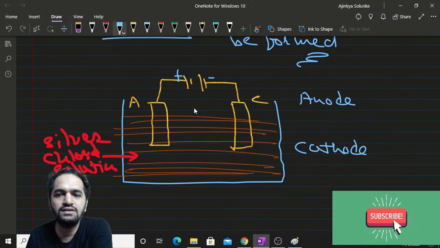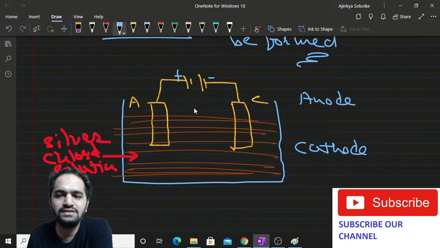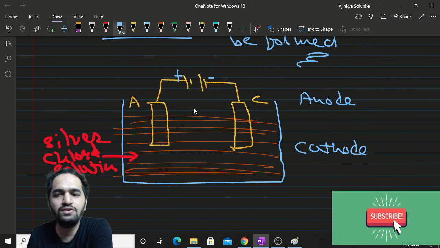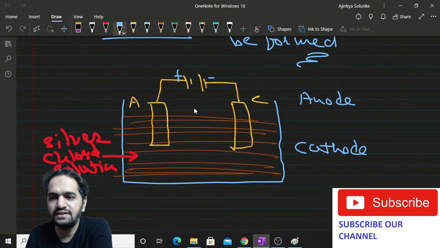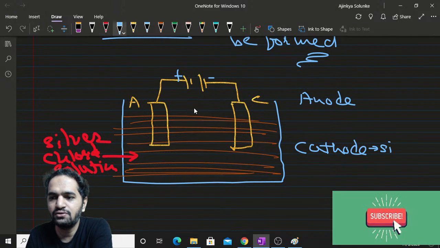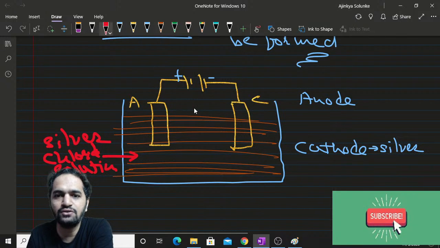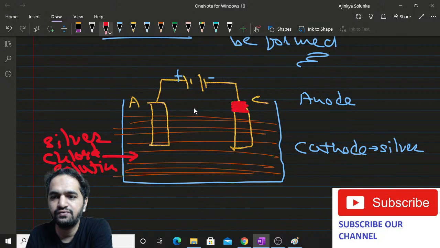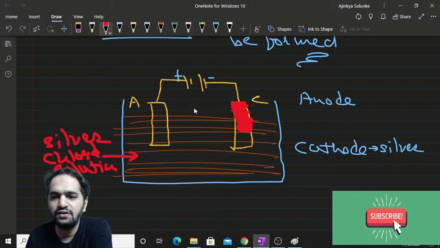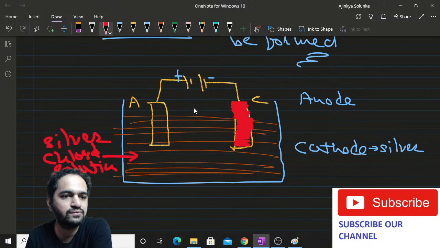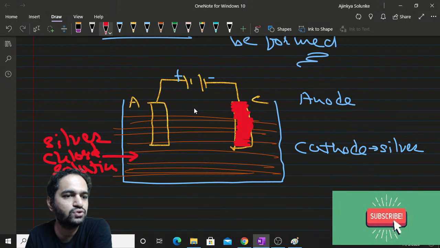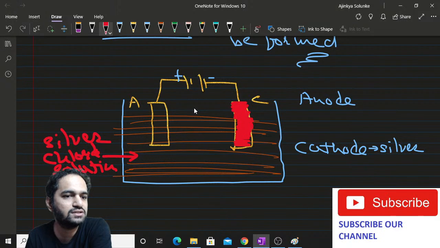Okay, so silver is nothing but a metal. So metals are going to deposit on cathode. So exactly what is going to happen is that silver is going to be deposited on cathode and we will get a layer on cathode itself. Right? Understood? Exactly. That is so true. You have understood the concept.